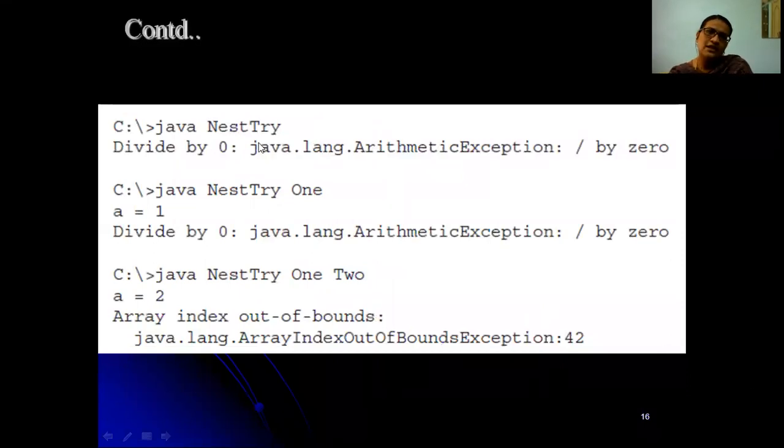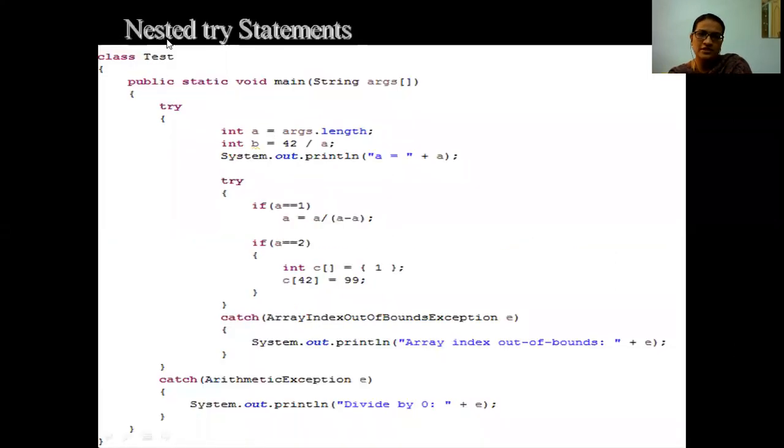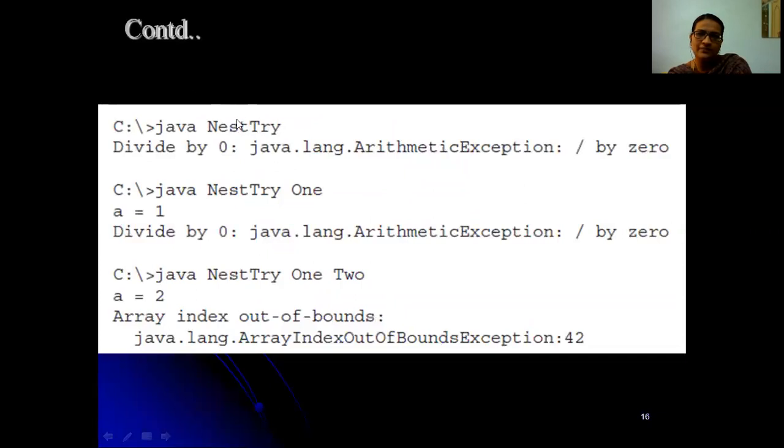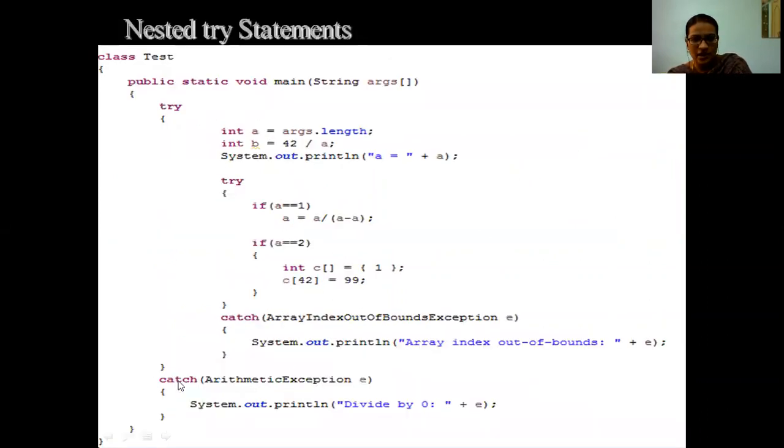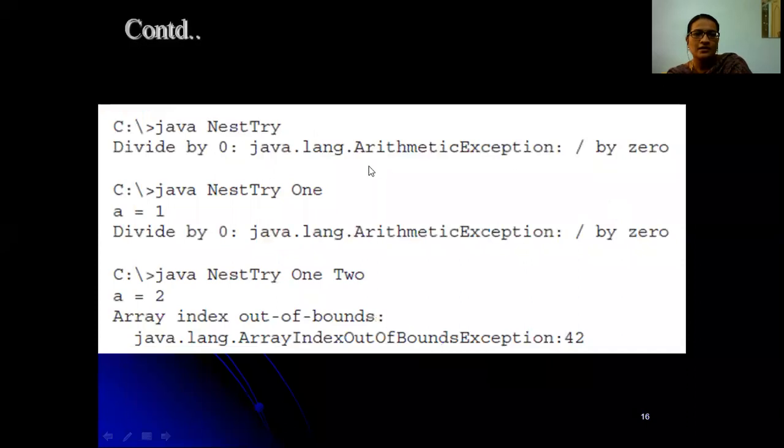So whatever I have told, they have just given here. Java nest try, it should be a class name. I have used test here, but nest try should be the class name. So instead of test, you have to use nest try if you want to execute this, if you want to copy this. Right, nest try. We are not passing any argument here, so in that case a value becomes 0. So the divided by 0 exception will occur. In that case it will execute the last or outer catch clause, that is divided by 0, and the specific exception, which kind of exception it is, right?